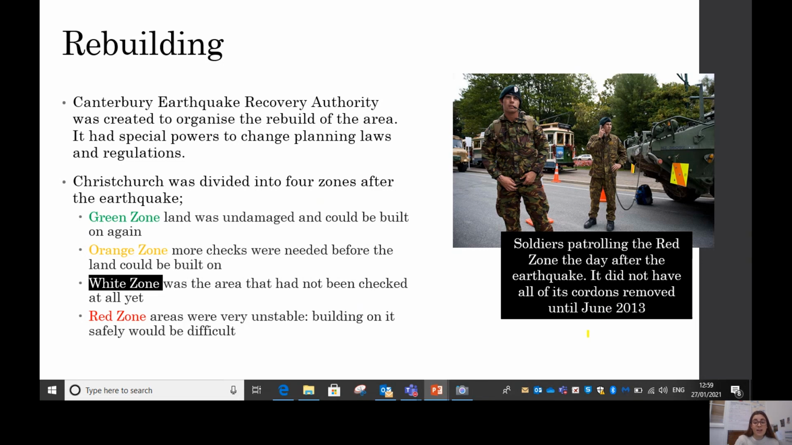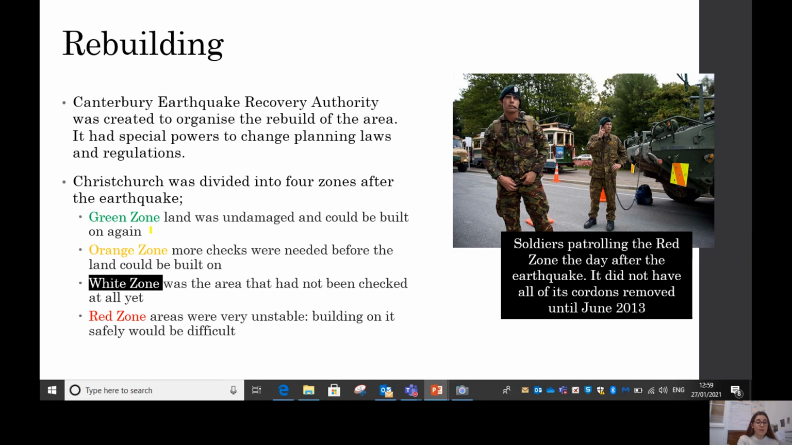Until June 2013, parts of the red zone actually remained. And here we are, soldiers patrolling the red zone because it was so dangerous for people, they couldn't allow people to go into the red zone. The next level up was the white zone, which was the area that had not been checked at all yet. So it was again an area which wasn't really able to be built on yet. The orange zone was where more checks were needed before the land could be built on. And the green zone was land which wasn't damaged and could be built on again.